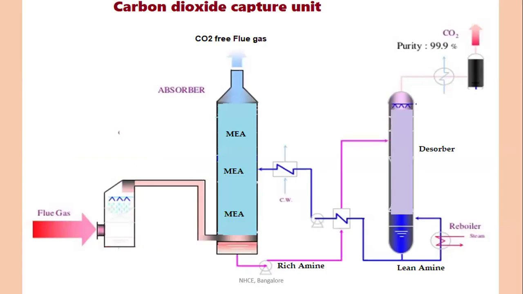The schematic representation is given here. Once the flue gas comes after combustion, it will go to the first chamber, which is the absorber, which contains this chemical called MEA. So carbon dioxide binds with MEA.